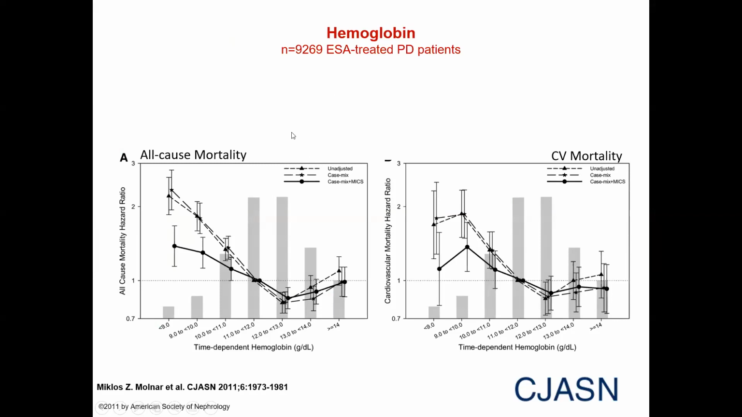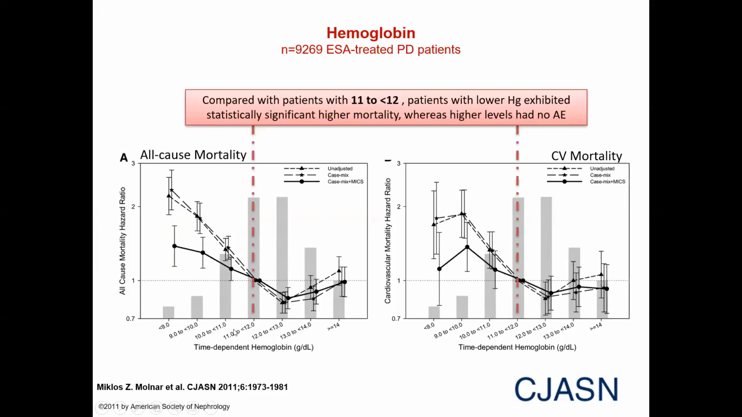And this was a study that looked at over 9,000 PD patients who are treated with an erythropoietin-stimulating agent and simply correlated their level of hemoglobin with mortality. And as you can see, compared to patients who had 11 to 12, patients who had lower hemoglobin, less than 11, had significantly higher mortality than patients who had more than 11. All right. So what this suggests is that lower than 11 is not good, and higher than 11, in this particular study, there was no signal of adverse outcome up to 14. All right. So again, perhaps we should try and get their hemoglobin to 11 and higher in order to minimize their mortality risk, although this is just an observational, hypothesis-generating study.